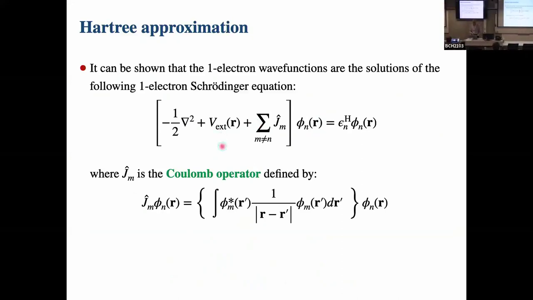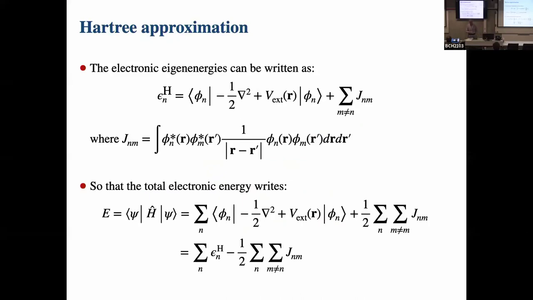And to do that, I had to introduce the so-called Coulomb operator here that is given by this. And basically, you can think about it as the probability of having an electron at a given position r prime, and then the Coulomb interaction of the electron that I'm considering with that other electron. Okay? And so the eigenvalues that you get in this case are the Hartree eigenvalues. And so you can write that these Hartree eigenvalues are given by this formula here, where we have introduced these terms here that can be computed in this way.